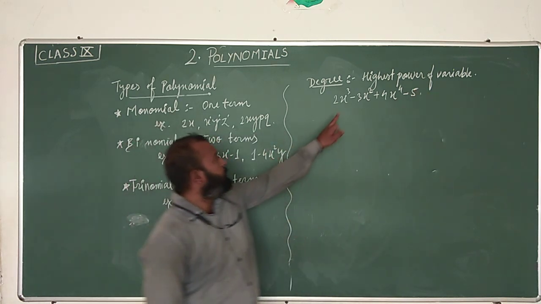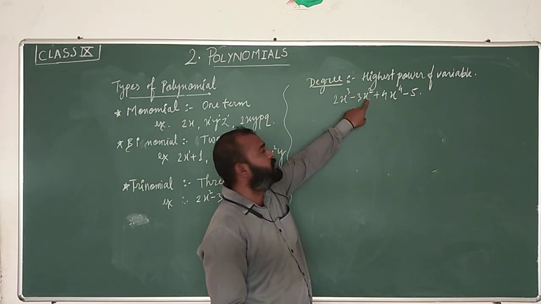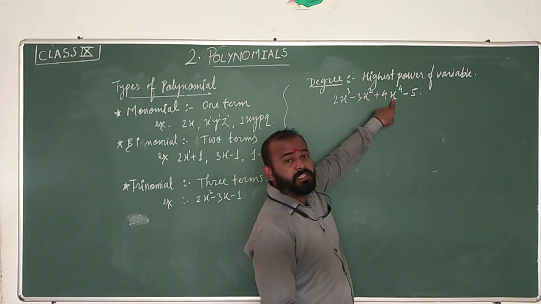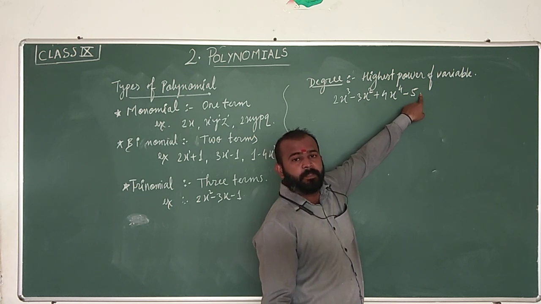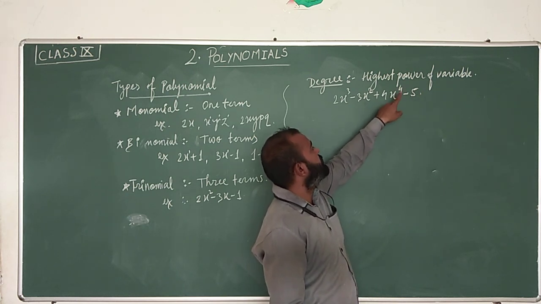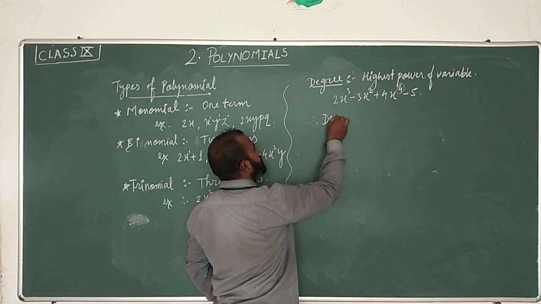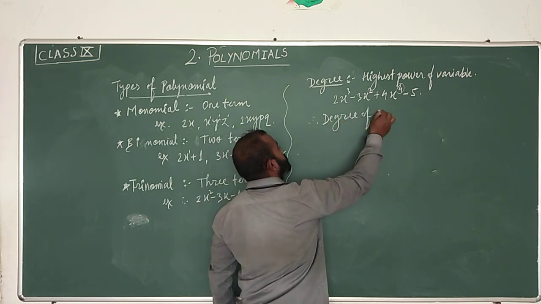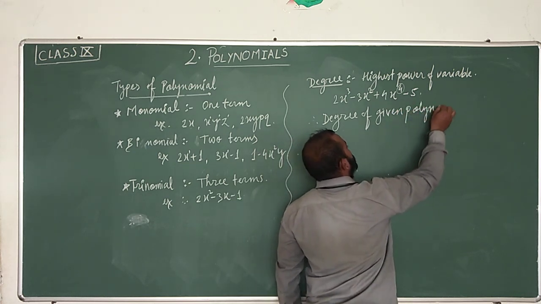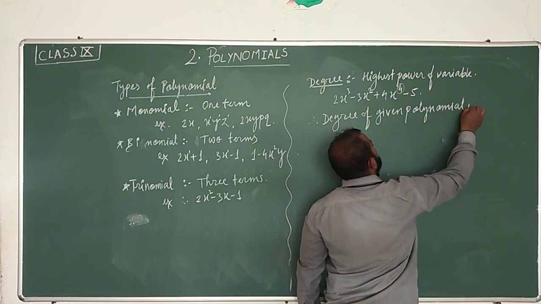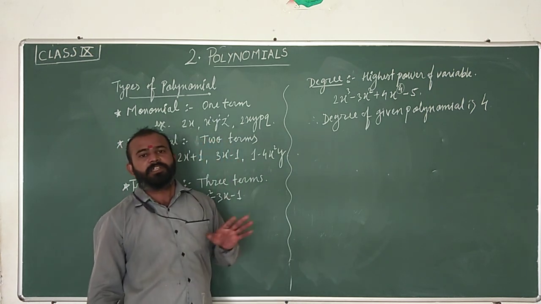So here power of variable in this term is 3, power of variable in this term is 2, power of variable in this term is 4, and here power of variable is 0. Okay? So we can say that highest power is 4. Therefore degree of given polynomial is how much? 4. Highest power is called as the degree.